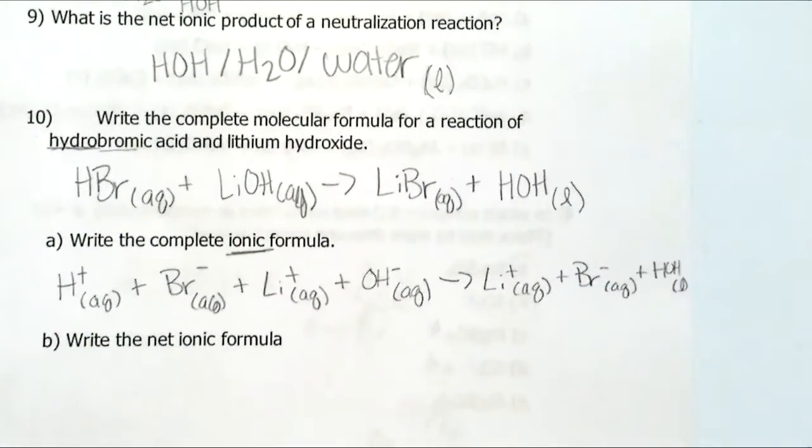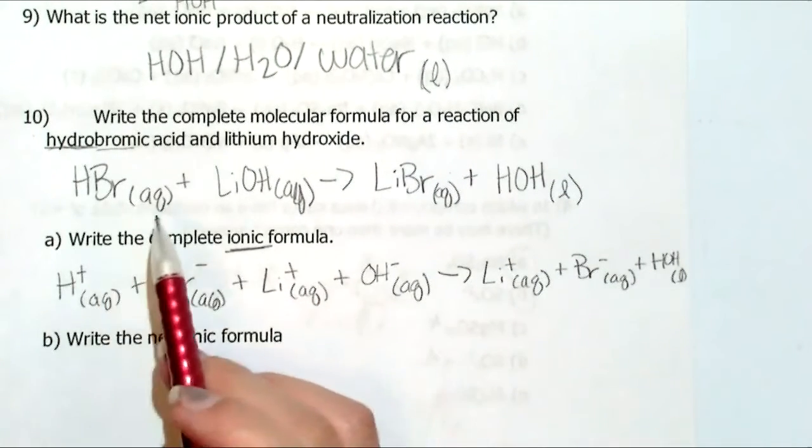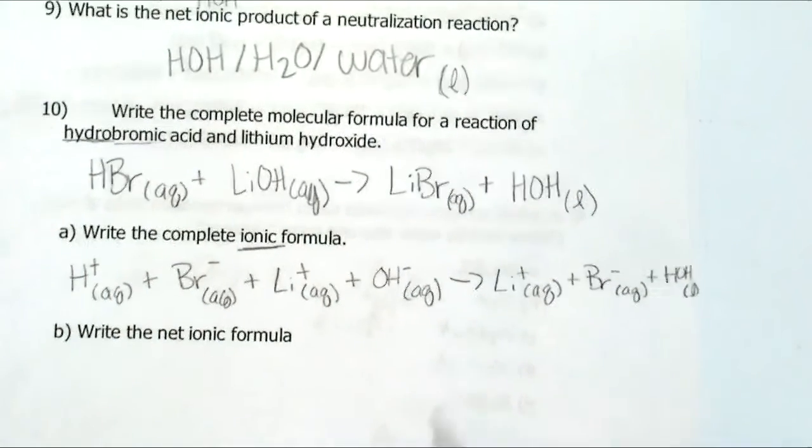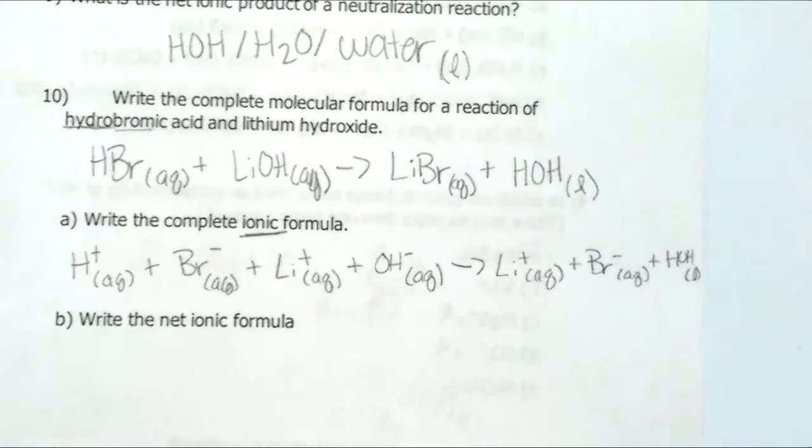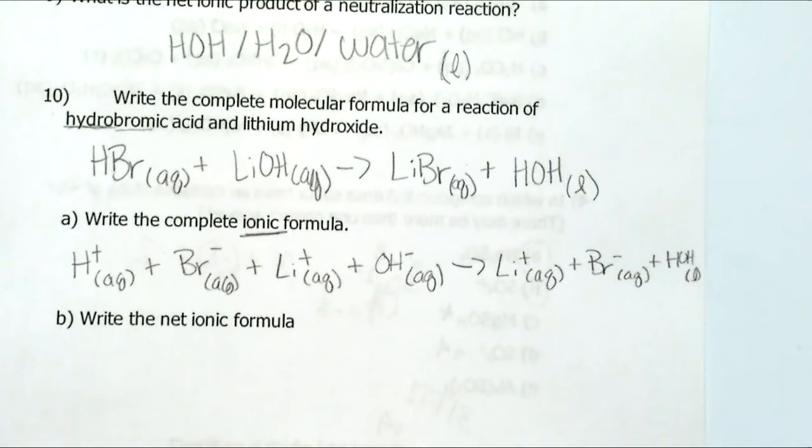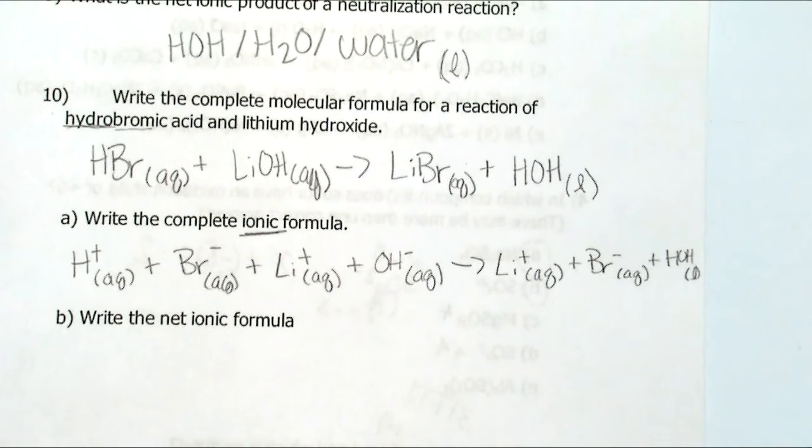So that's your complete ionic formula. Complete meaning you're writing down every single thing that's in that molecular formula. Now write the net ionic formula. Net means we're only focused on what's reacting. We're focused on what's forming something new, right?